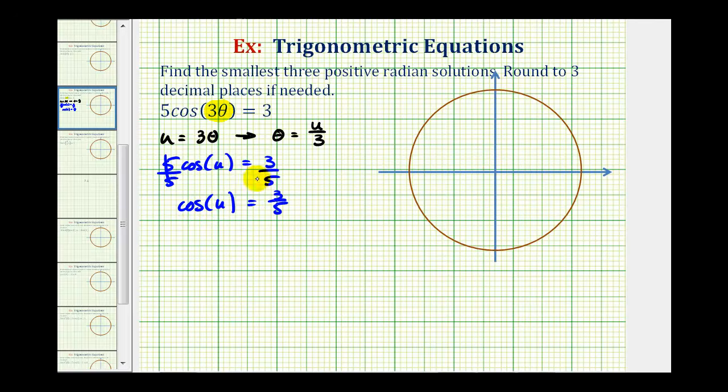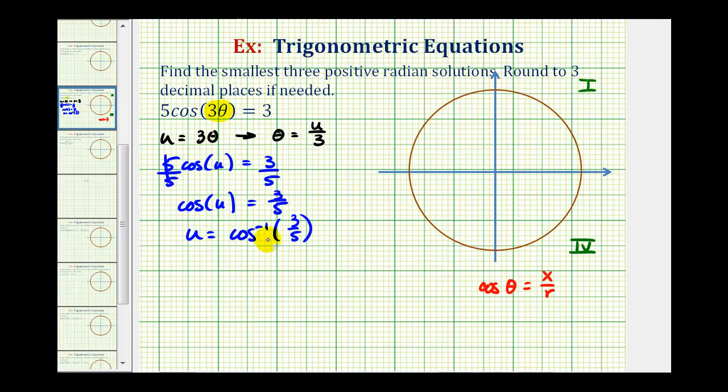But notice that our cosine function value is positive, and since cosine theta is equal to x divided by r, since the cosine function is positive, this means x must be positive, and therefore our solutions must be in the first quadrant and fourth quadrant where the x-coordinate is positive. Next, if cosine u equals 3/5, if we solve this equation for u, we would have u equals arc cosine or inverse cosine of 3/5.